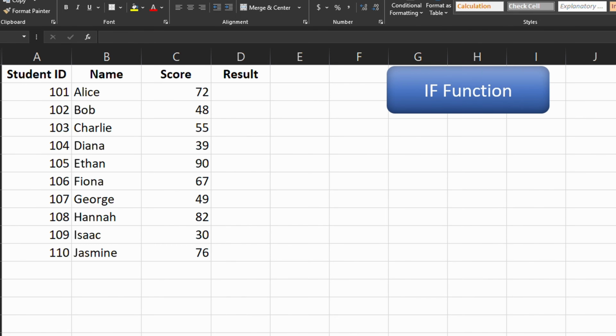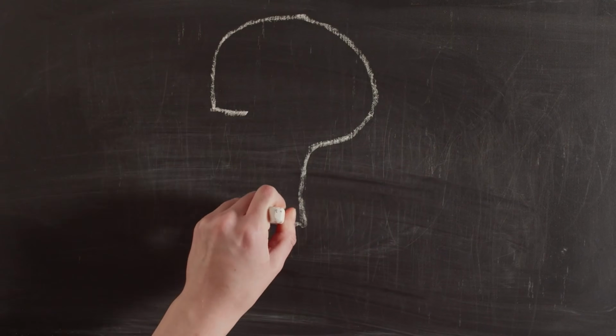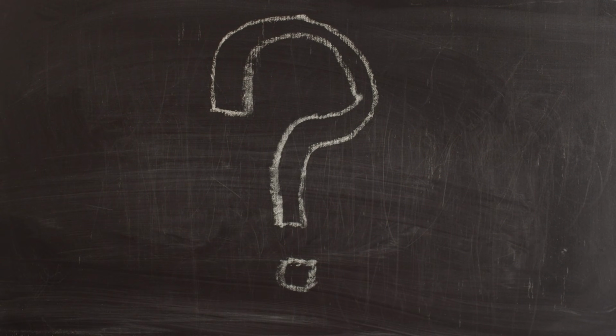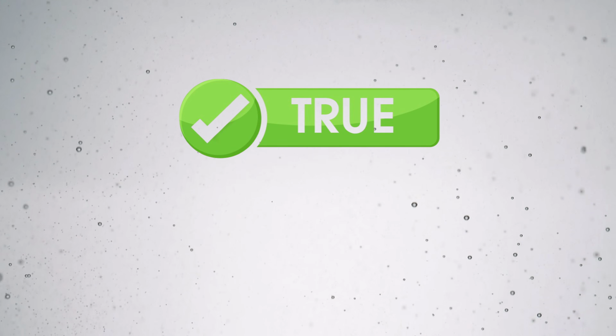All right, let's start with one of the most useful and beginner-friendly functions in Excel, the IF function. Now, what does it do? Think of the IF function like asking Excel a simple yes or no question. Based on the answer, Excel will give you one result if it's true and a different one if it's false.